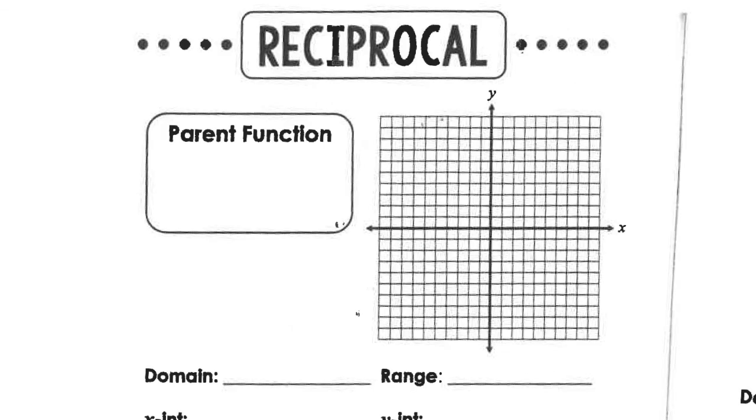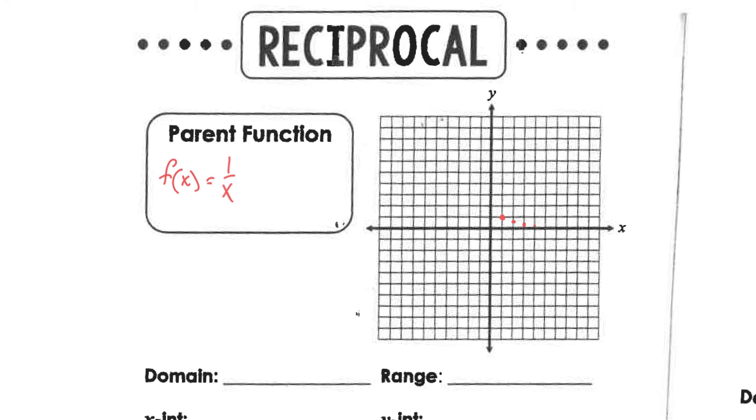Okay, the last one we're going to look at is the reciprocal function. And this is f of x equals 1 over x. And all this does is it takes the reciprocal of every x value that you put into it. So if I put in 1, I'm going to get out 1. If I put in 2, I'm going to get out 1/2. The reciprocal of 2 is 1/2. If I put in 3, I'm going to get out 1/3. 4 is going to be 1/4, and 5 is going to be 1/5, and so on and so on.